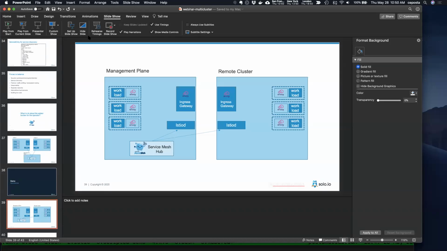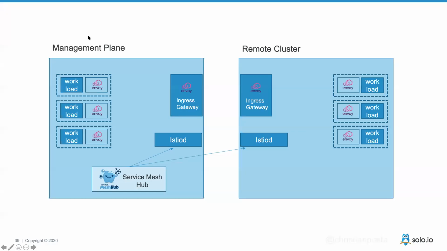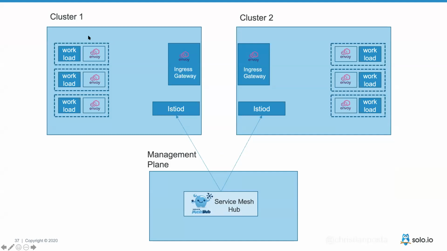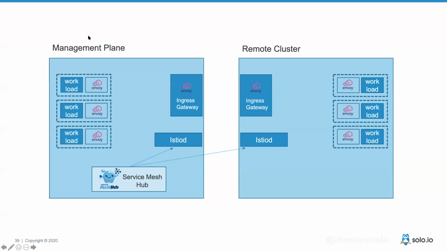What we're going to look at in the demo is two different clusters, but the Service Mesh Hub management plane will be running on one of those two clusters. We'll have Istio installed on both of them, but we're going to run Service Mesh Hub on one of those clusters. You could run it on a separate management plane. That's the ideal architecture, but for this demo, we'll just run it like this.